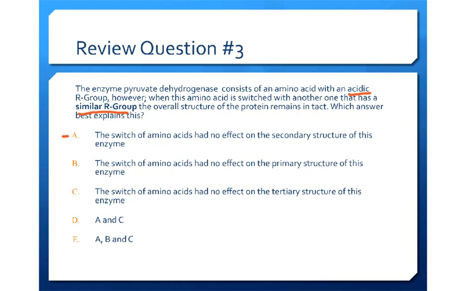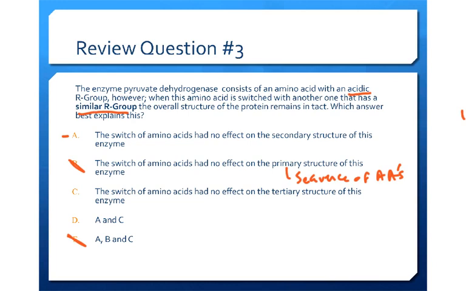B, the switch of the amino acids had no effect on primary structure. Well, what's primary structure? That's the sequence of amino acids. Okay? Did we change the amino acids? Yes, we did. So that did affect primary structure. So B is out. Therefore, E is out.